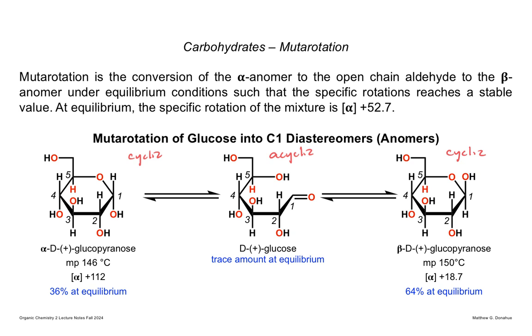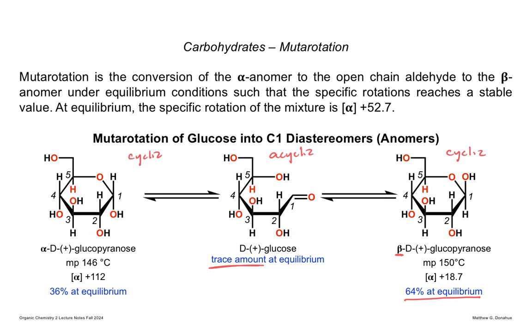And so the beta isomer is present in 64%. Again, that's the one with the most equatorial substituents, so it's sort of the most stable. The acyclic one is just trace because that OH group wants to cyclize to form the ring. And then the alpha one is 36%.